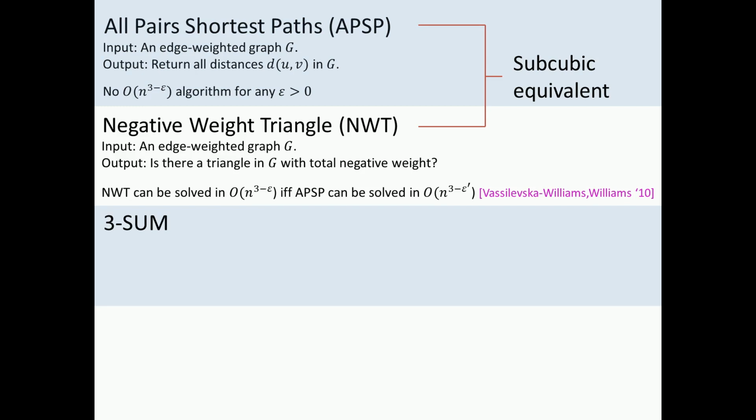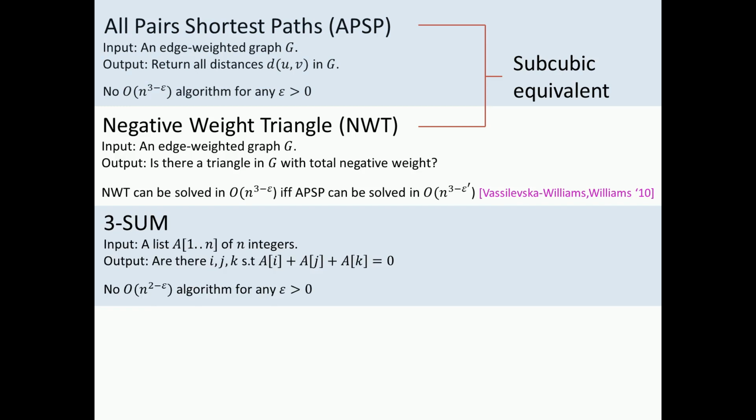Another problem that is used as a hardness conjecture is the 3-sum problem that gets as input a list of n integers, and the output is to return whether there are three numbers in the list that sum up to 0. There is no known subquadratic algorithm for the problem, and it is conjectured that such an algorithm does not exist.